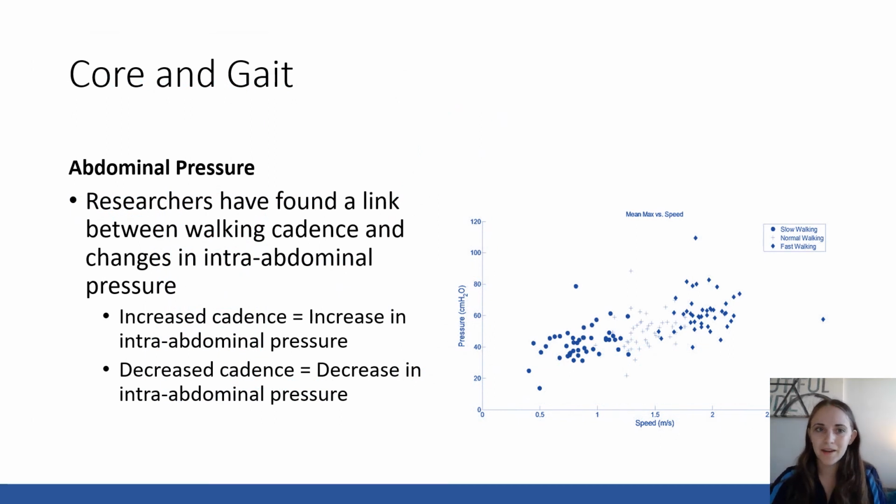So with that, there's been studies that show that there's a link between the change in walking cadence and changes in intra-abdominal pressure. As you increase cadence or go to a faster walking speed, it increases the intra-abdominal pressure. And when you decrease that cadence and slow your walking speed, you're decreasing the intra-abdominal pressure. And they found that the reason for this is because people are not breathing as they should be when they're running. Really interesting. Who would have thought? We just need to breathe correctly.